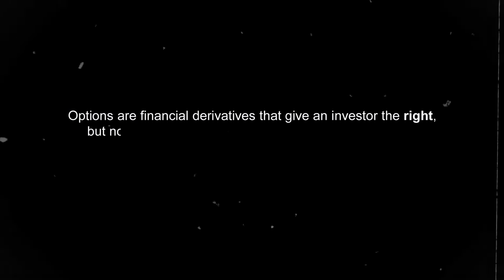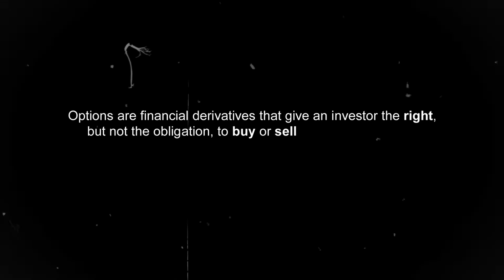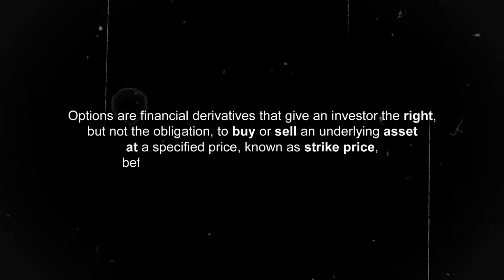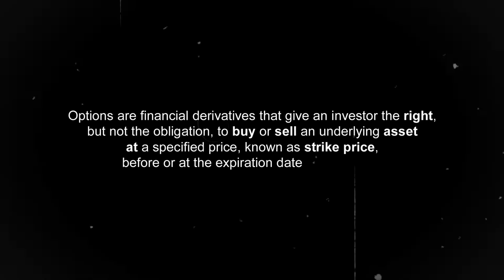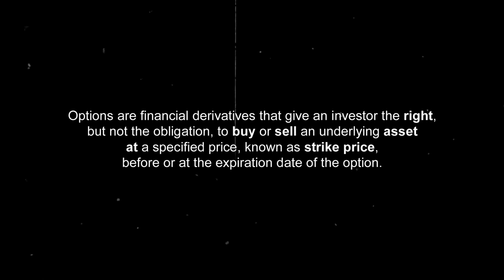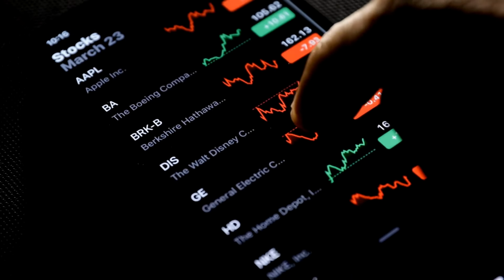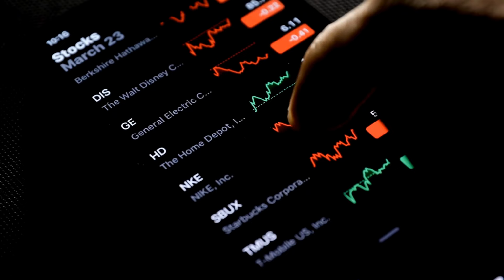Options are financial derivatives that give an investor the right but not the obligation to buy or sell an underlying asset at a specified price, known as strike price, before or at the expiration date of the option. Now that's the definition, but in short, options allow you to leverage your position and make larger gains and losses than with stocks. And for the sake of this video you need to understand three things.